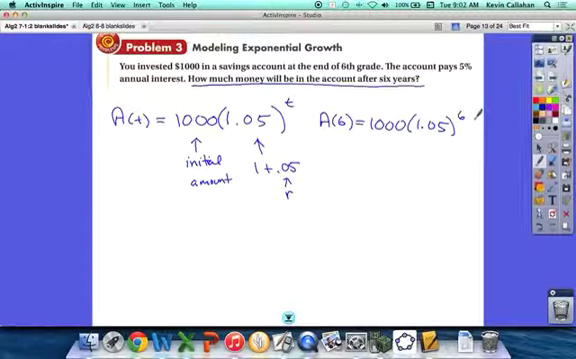To the sixth. Oh, that was wrong. Clear. 1,000 times 1.05 raised to the sixth. How much money do you have? $1,340. And usually, when you're dealing with money, you usually have two decimal places because it makes sense. In this case, it looks like it'll be 0.10. So $1,340 and 10 cents.